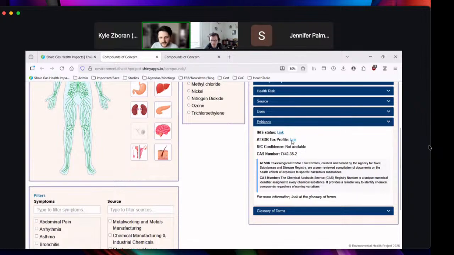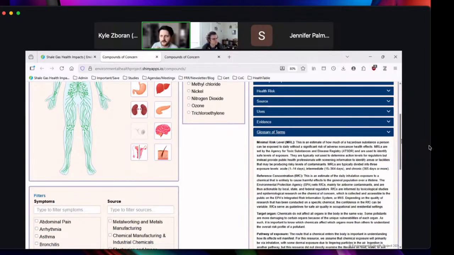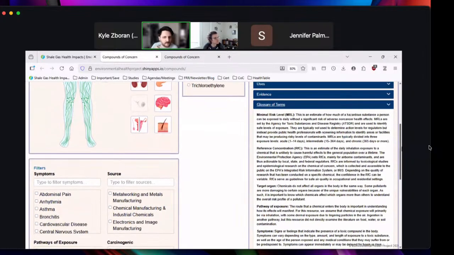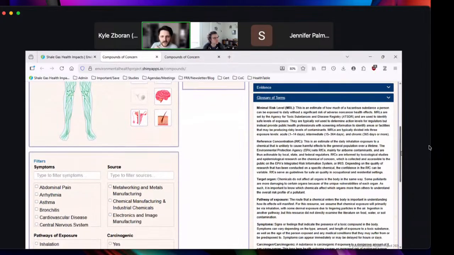Our evidence here is just going to give you links to the IRIS database profile and the ATSDR tox profile. So that will link outwardly to more information if you need it, as well as the chemical identifying number, if you also needed that. And then each compound will also have this glossary of terms, which is pretty exhaustive. It kind of gives you an idea of what you're looking at, if you had a quick reference question on what you're looking at here.